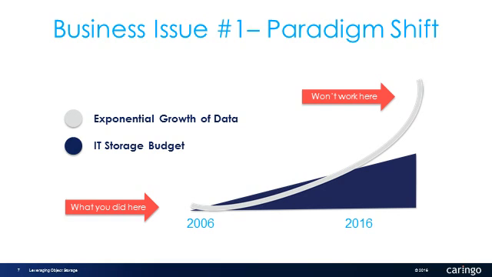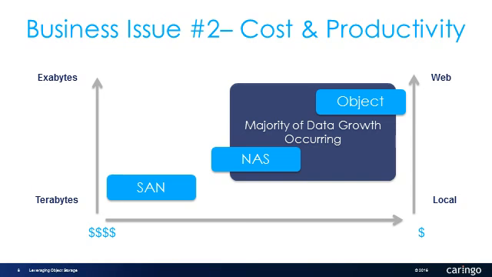So let's take a look at the second business issue. And the second business issue is really around cost and productivity. So if you look on this graph, on the left-hand side, you have capacity.